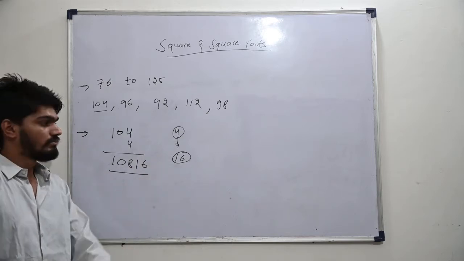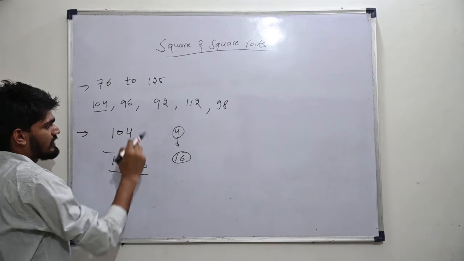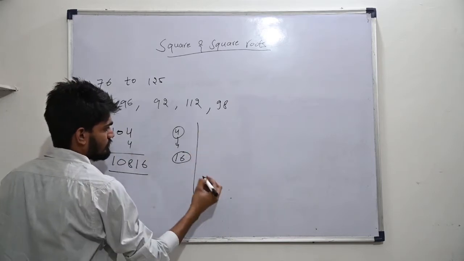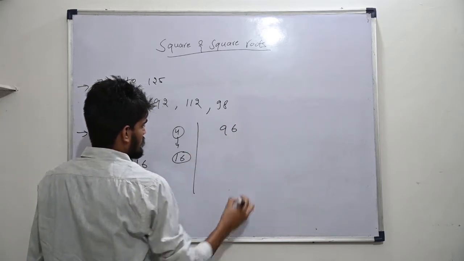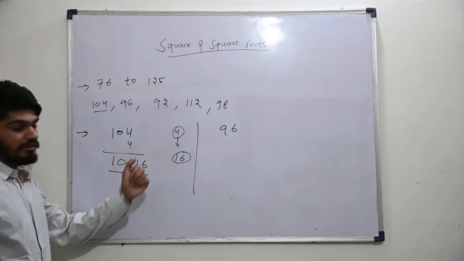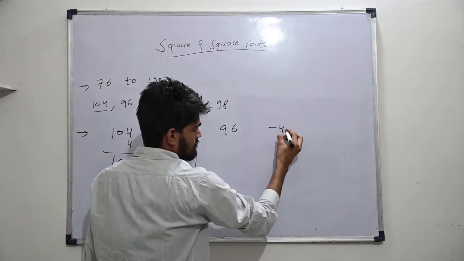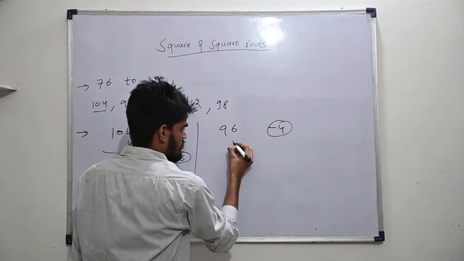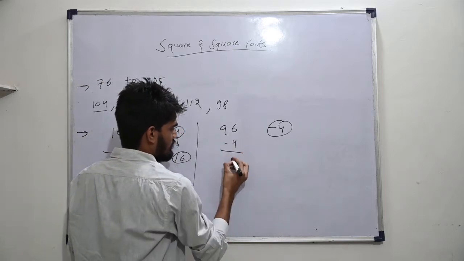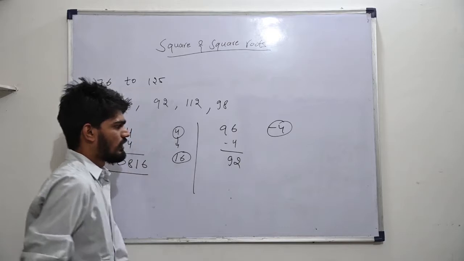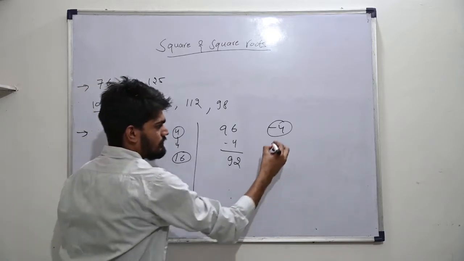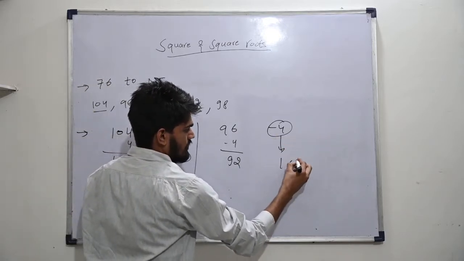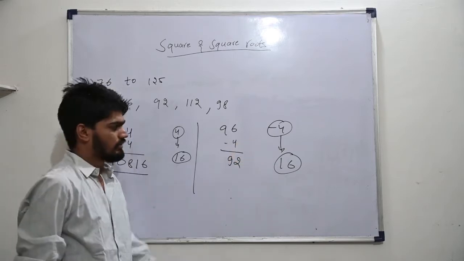That's it. Let's say we have a number 96. Difference with 100, this time it is minus 4. So we'll subtract minus 4. It will give us 92. What is the square of minus 4? Its square will be positive only.